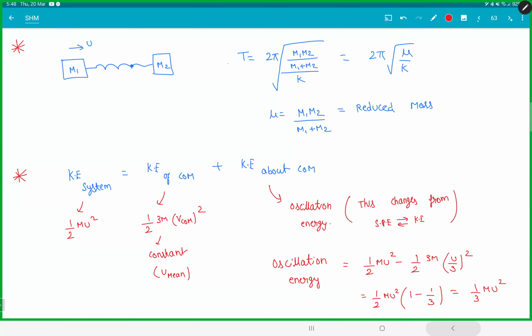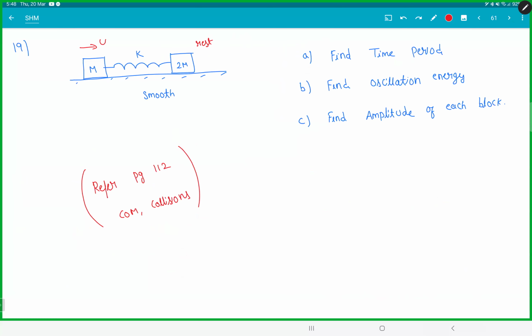Tell me one thing. Will the blocks ever come to rest? Both the blocks at the same time, will they ever come to rest? That's not possible. Why? Momentum will not be conserved. If both the blocks come to rest, momentum becomes 0. Initial momentum is mu, so momentum is not conserved. That means there is always some part of the energy which is left over, isn't it? Which cannot get converted into spring energy.